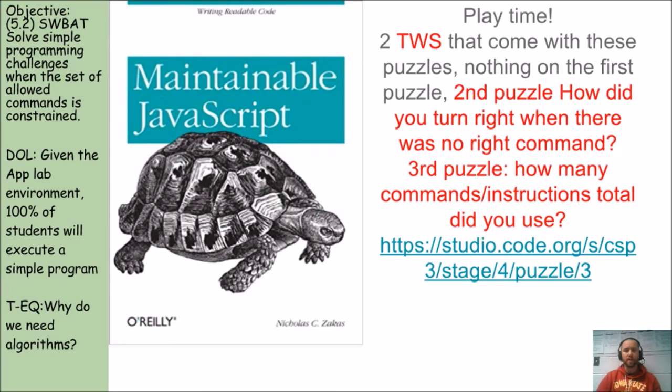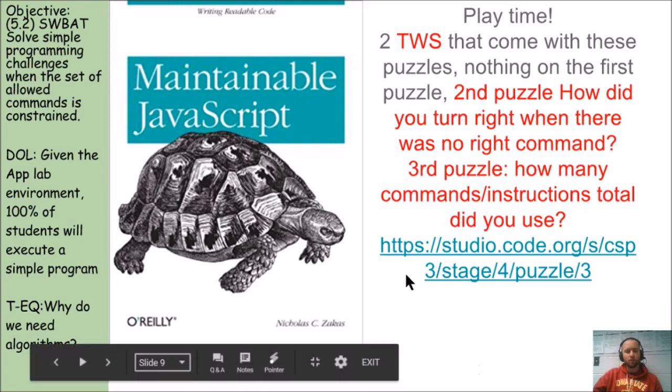There are 2 think, write, shares that come with these puzzles. Nothing on the first one, but the second puzzle I want you to answer, how did you turn right when there was no right command? And for the third puzzle, how many command instructions total did you use? And you'll go to the link right here in order to accomplish those puzzles.